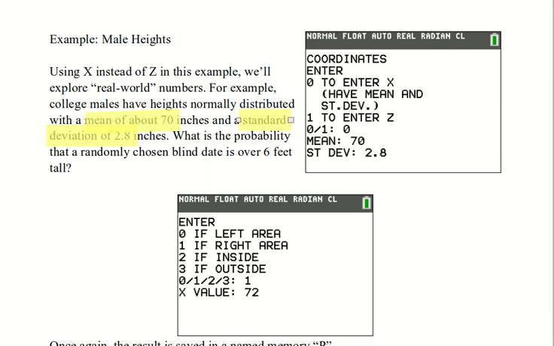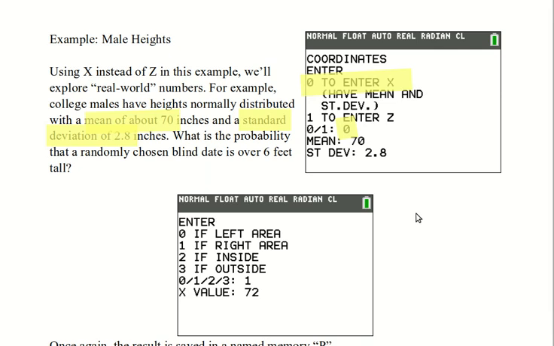In other words, their distribution does not have a mean of 0 and a standard deviation of 1, so we're going to use x's. So when it asks us, are we going to enter x values? Well, we're going to enter x values, so notice that we entered a 0 into the calculator, and then of course the mean and the standard deviation.